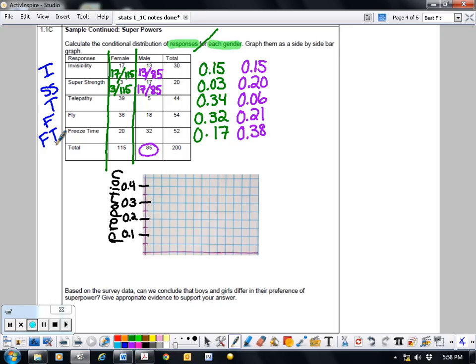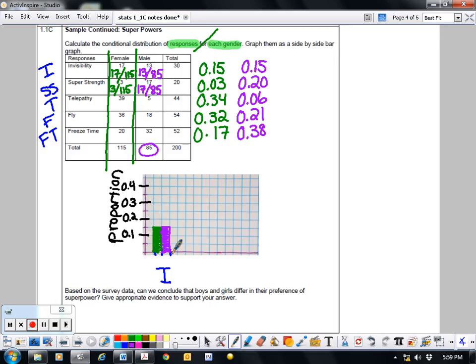So now when I'm breaking this down, I'm going to do green. This is my invisibility, and my green is going to be my females. So 15% for females. And then I'm going to go to purple for my males. So 0.15. So they're pretty equal for invisibility between the two genders.